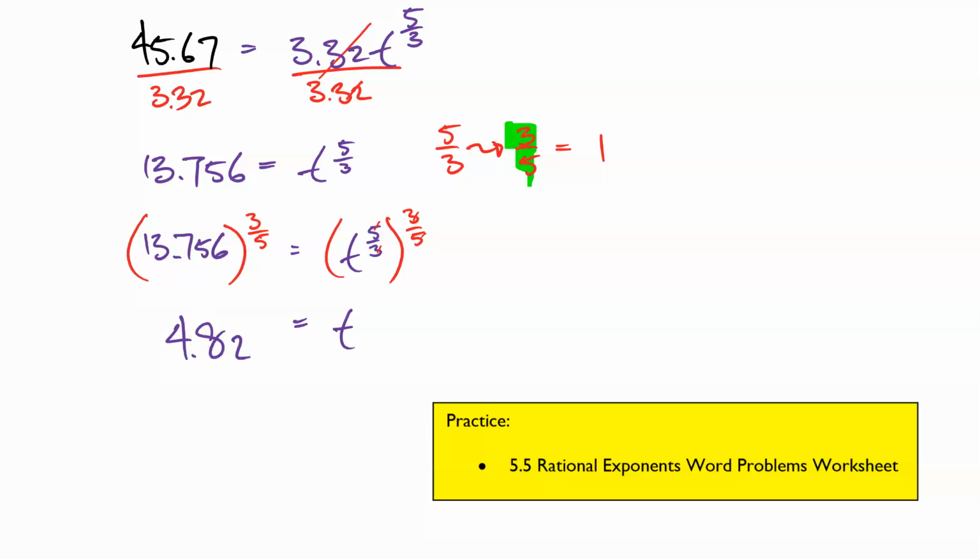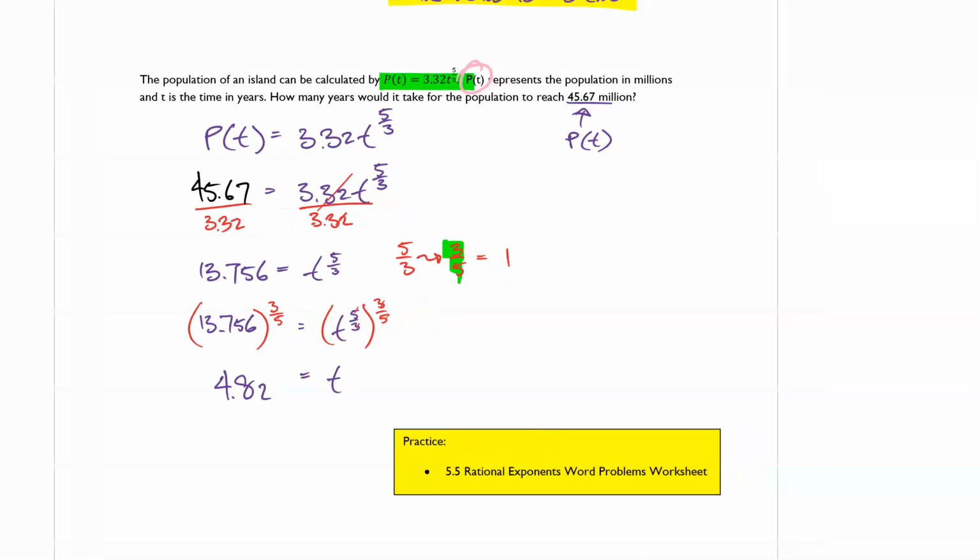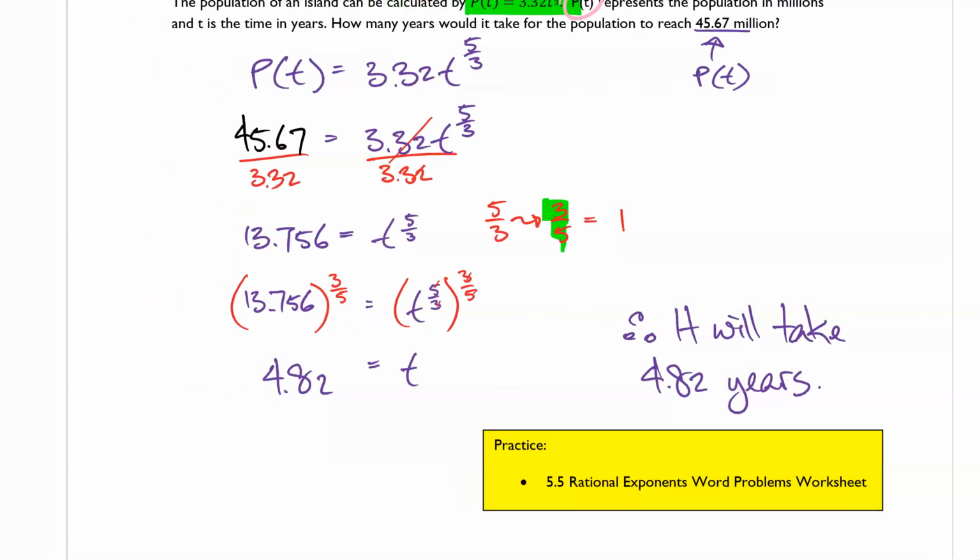4.82. What did I find out? Let's go back to the question. We are thinking about t. How many years will it take before we get 45.67 million people? The answer is 4.82 years. Therefore, it will take 4.82 years. That's how I'd write it.